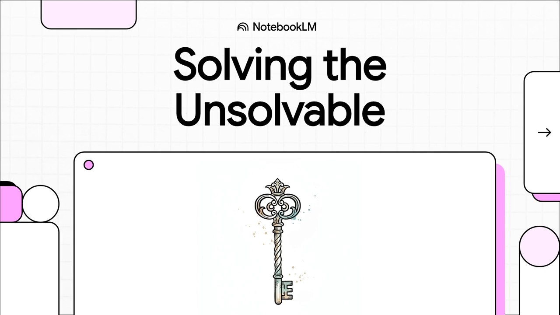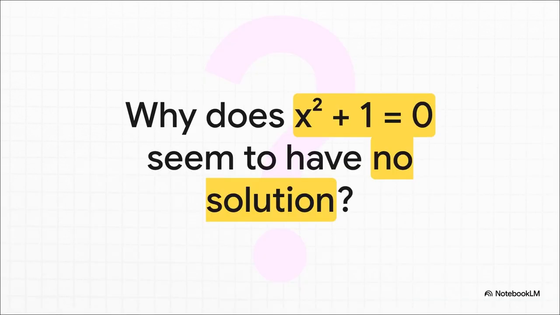Let's dive right in. So think about this for a second. If you try to solve for x, you get x squared equals -1. And we've all been taught you can't take the square root of a negative number, right? It feels like a total dead end. But what if it's not the end of the road? What if it's just the edge of the map we've been using?